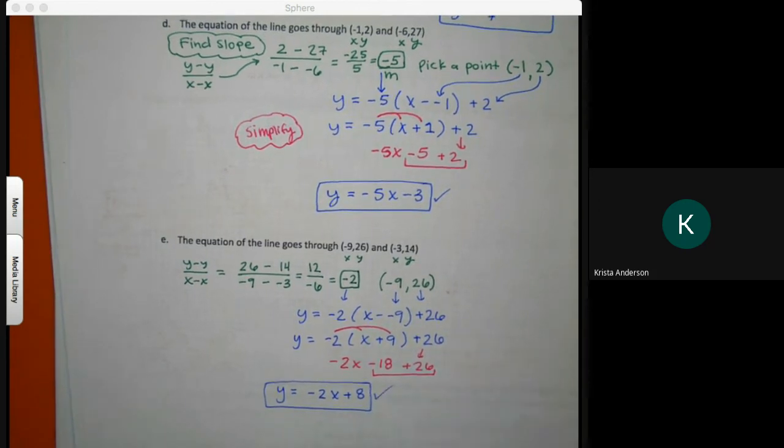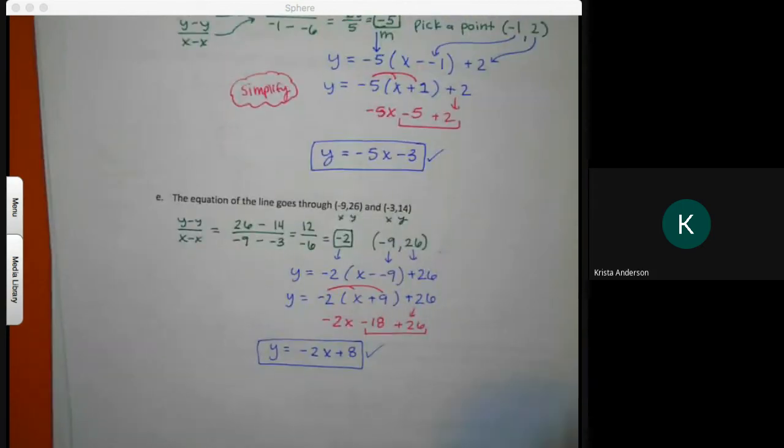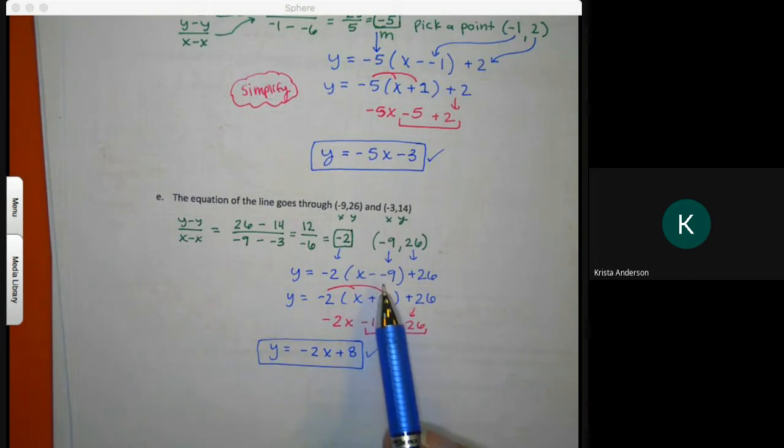That is slope-intercept form. These are the most difficult ones where you have to find the slope, build point-slope form, and then distribute to find slope-intercept. Turn the page.